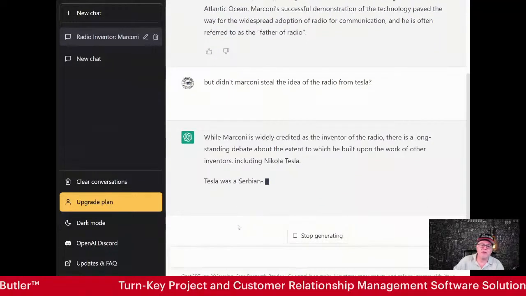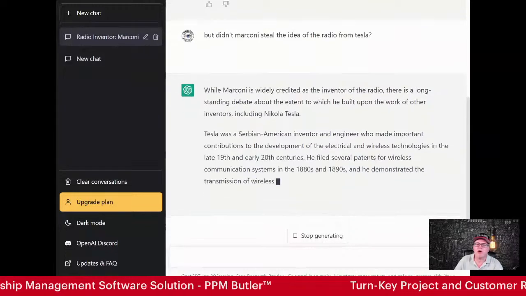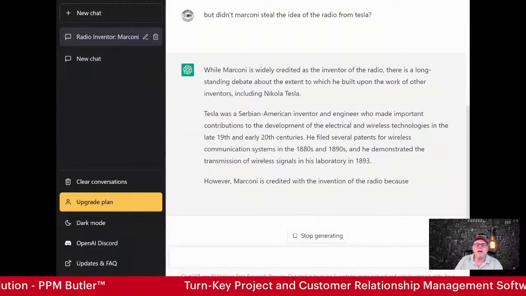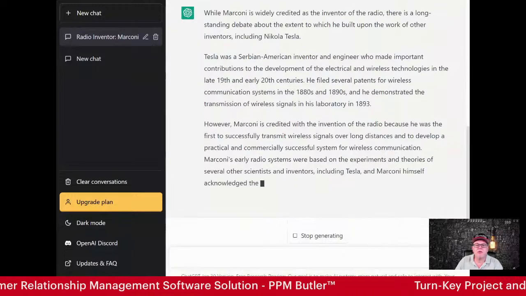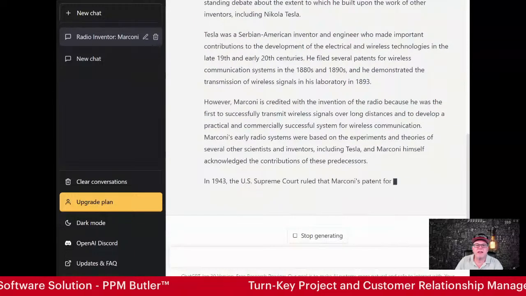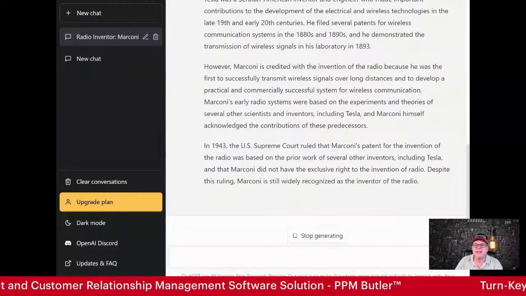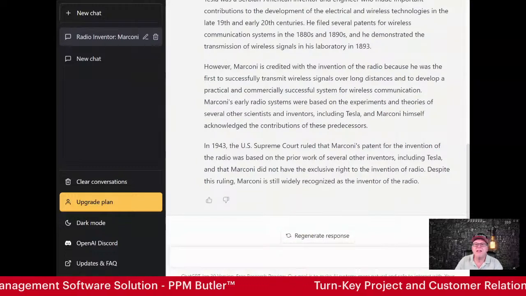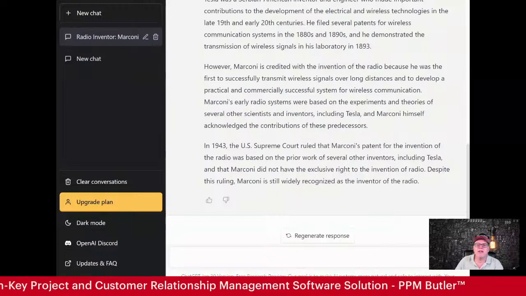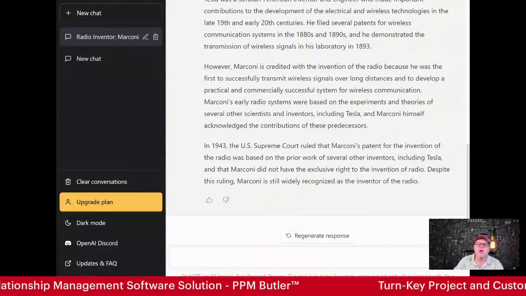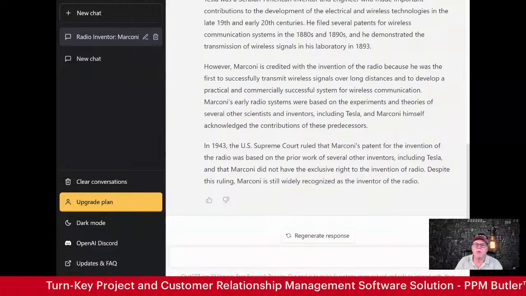All right, it says, while Marconi is widely credited as the inventor of the radio, there is a long-standing debate about the extent to which he built upon the work of other inventors, including Nikola Tesla. Tesla was a Serbian-American inventor and engineer. We all know who Tesla was, who made important contributions to the development of electrical and wireless technologies in the late 19th and early 20th century. He filed several patents for wireless communication systems in the 1880s and 1890s, and he demonstrated the transmission of a wireless signal in his laboratory in 1893. However, Marconi is credited with the invention of the radio because he was the first to successfully transmit wireless signals over long distances and to develop a practical and commercially successful system for wireless communication.